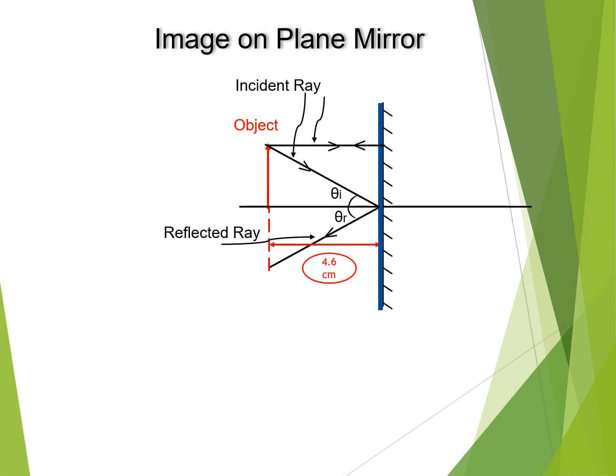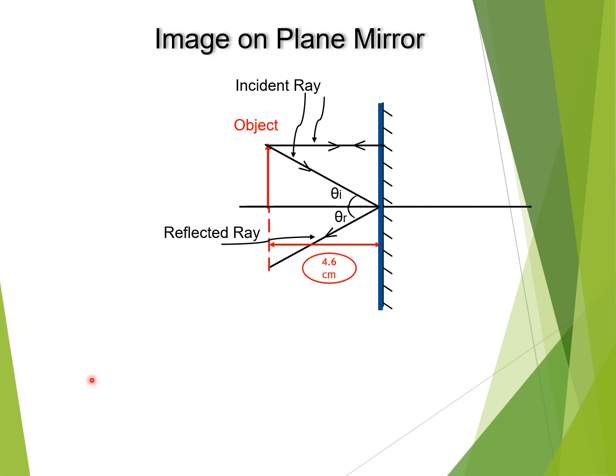Another incident ray is falling perpendicularly on the mirror, and needless to say, if any ray is falling perpendicularly on the mirror, it shall trace back. So this is the incident ray, it falls on the mirror and it shall trace back. Now, you can see that this reflected ray and this reflected ray shall never meet, because this one will go in this direction and this one will go in this direction.